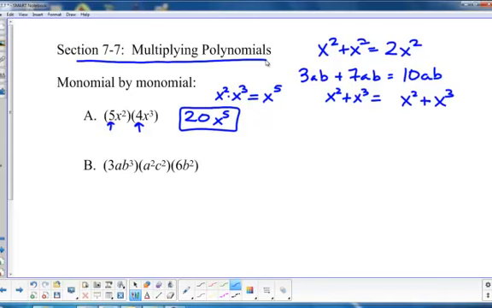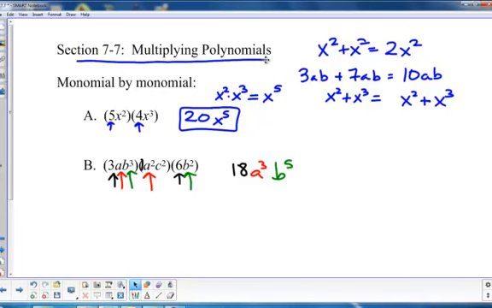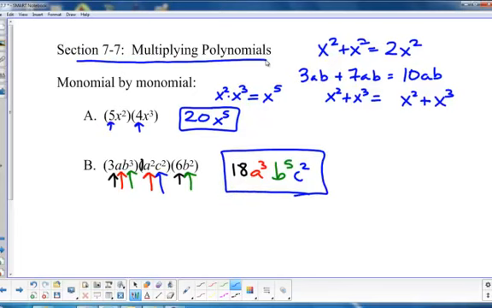All right, so in the next one, we have a 3 times a 1 times a 6. So our number is 18. And then we have 1a and 2 more a's. So we have 3 a's total. And then a b cubed and a b squared. That's a b to the 5th. And we have 1c squared. So our monomial answer is that.